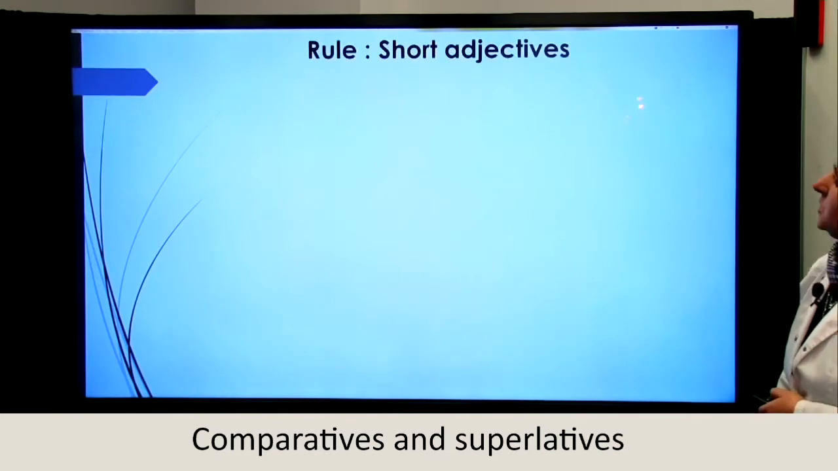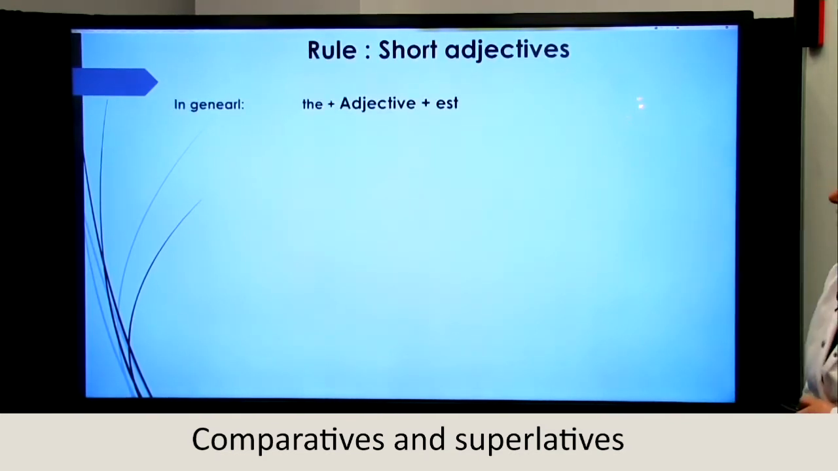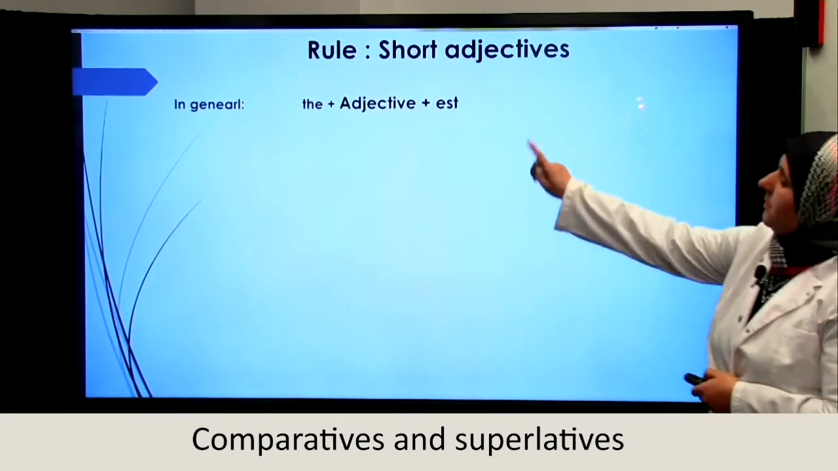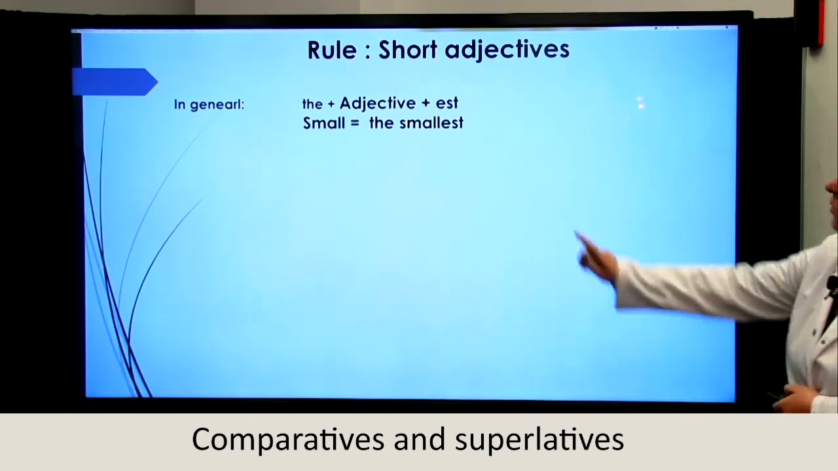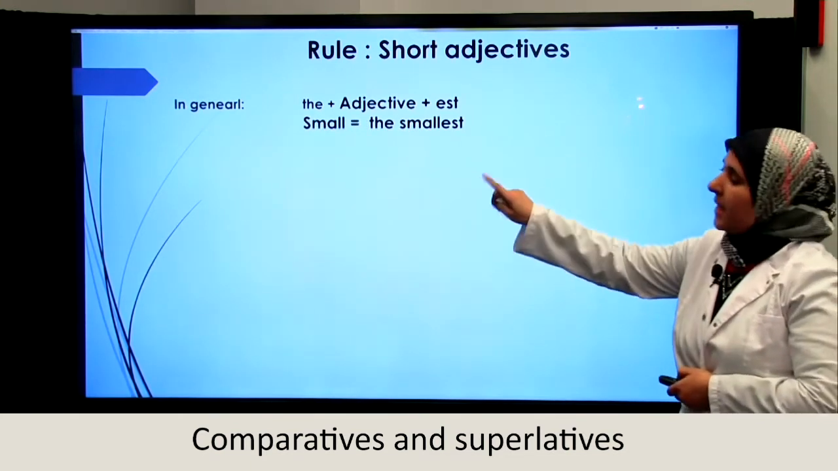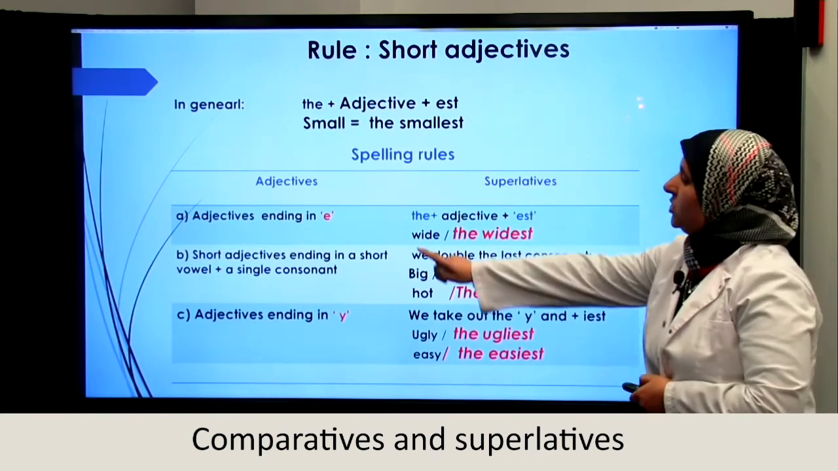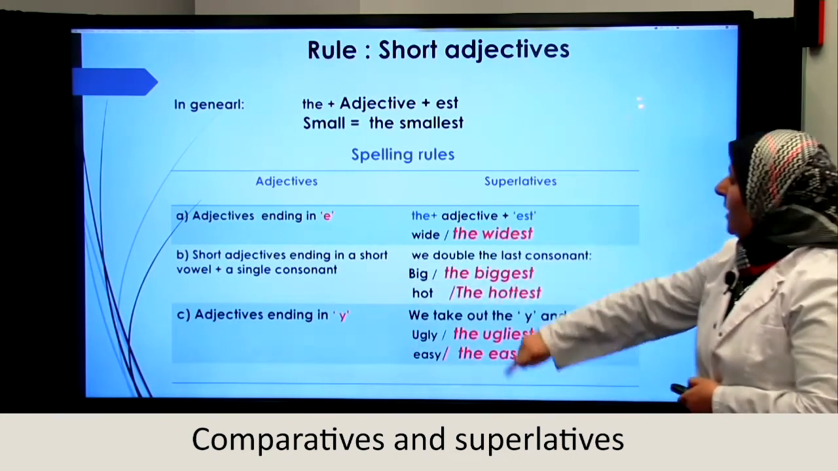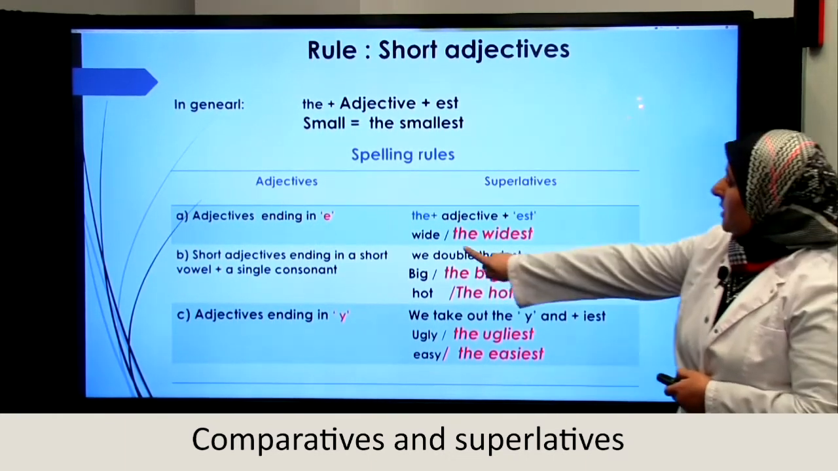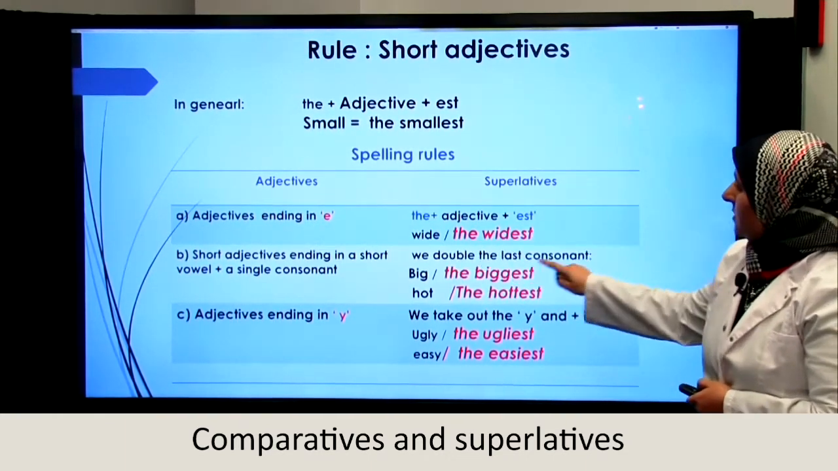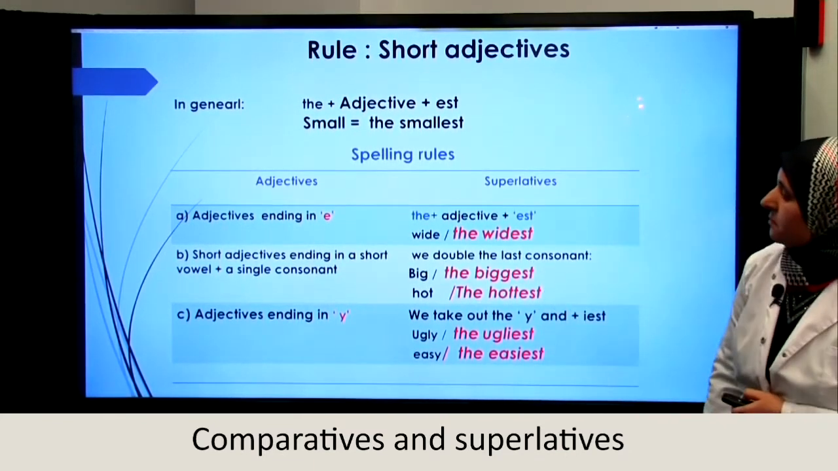Let's look at the rule. Rule also here for short adjectives. In general, we have the plus adjective plus est. So small, the smallest. Big, the biggest. So spelling rules, if you have an adjective ending in E, we have the plus adjective plus est. Example, wide, the widest. So we already have the E, we add only st.